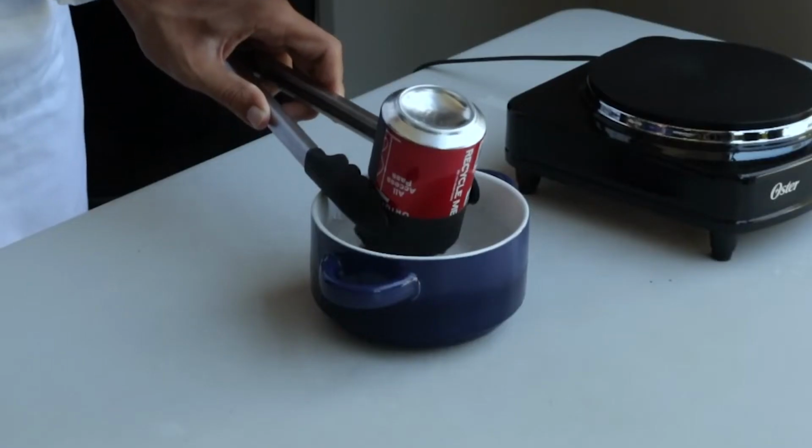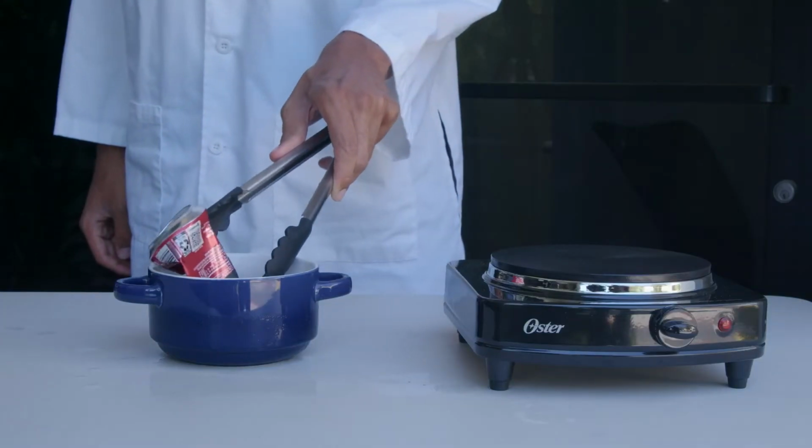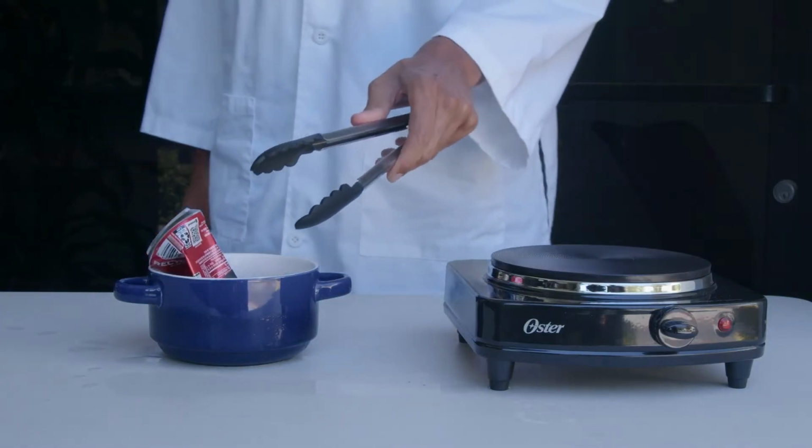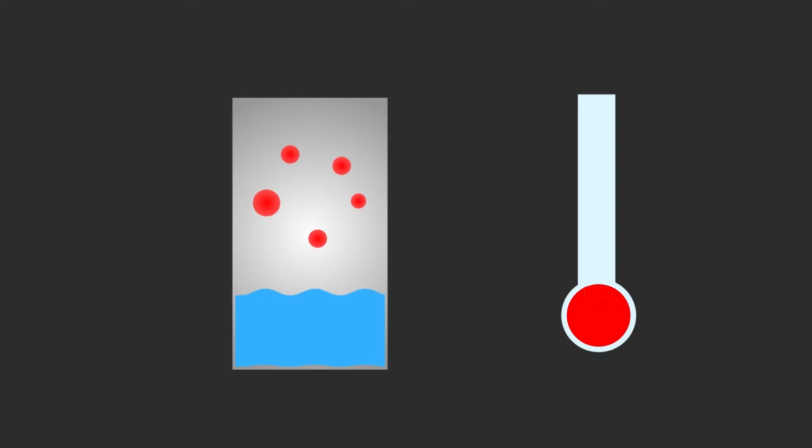Whoa! That was intense, right? Want to know how that happened? It's simple. When you heat the can up, the pressure inside builds. When you put it in the water, the temperature drops and the pressure crushes the can. Crazy, right?